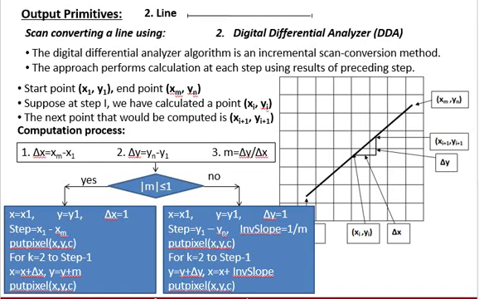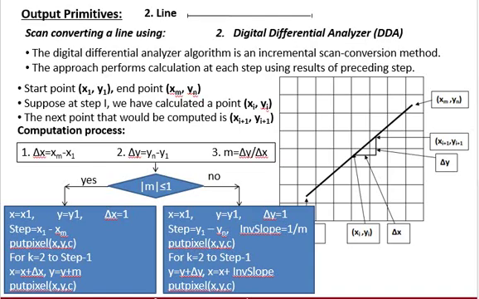For computation processes, we have del x, which is equal to the final value of x minus the initial value, and del y is the final value of y minus the initial value of y. Here m is the slope. The slope value is del y by del x.